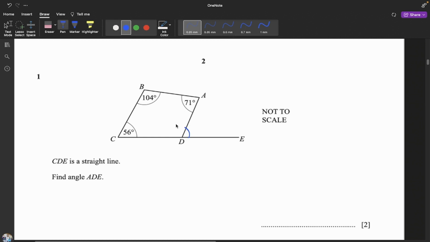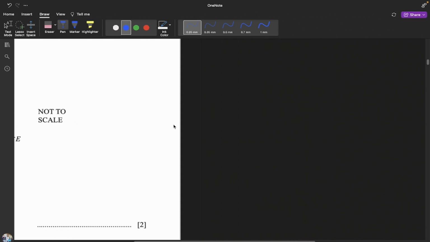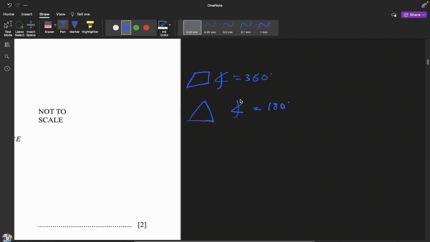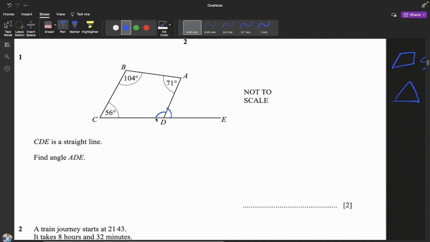If you are aware of the theory that the sum of interior angles of a quadrilateral is always 360, no matter the shape of the quadrilateral, these are important things. The sum of interior angles of a triangle is 180. You need to remember this. If any other shape comes, there is an equation you can use. Here you can find this angle simply.